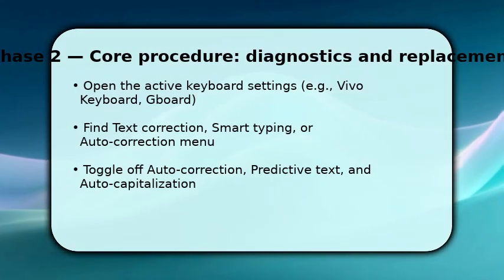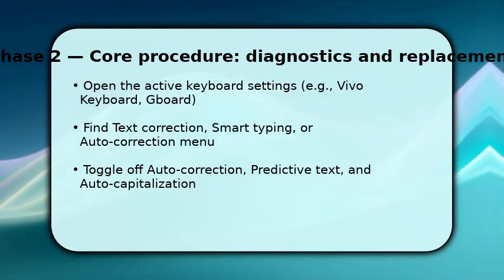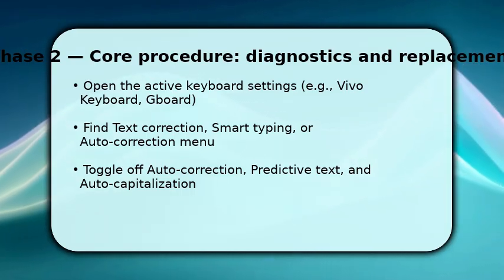Now you're inside the keyboard settings. Look for sections labeled Text Correction, Smart Typing, or similar. Tap into Text Correction to reveal switches for autocorrection, predictive text, and auto-capitalization.